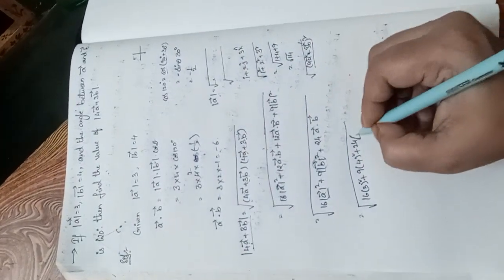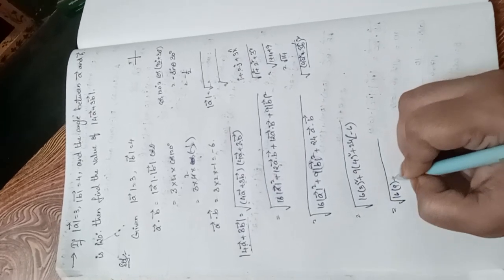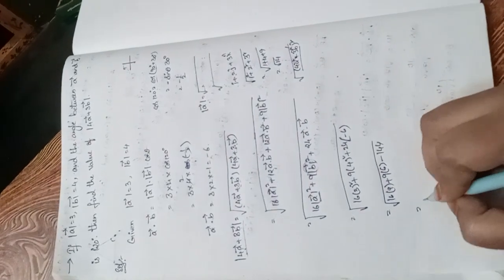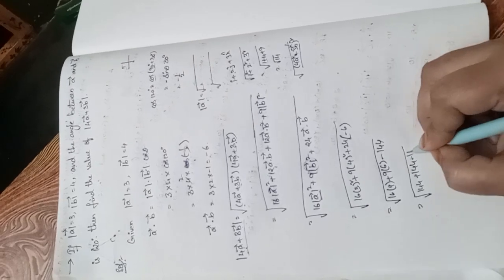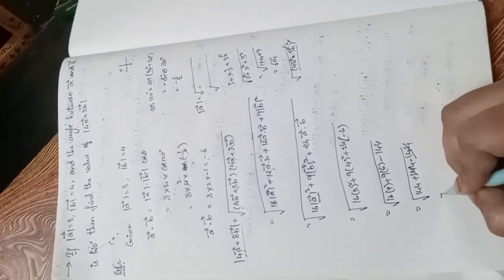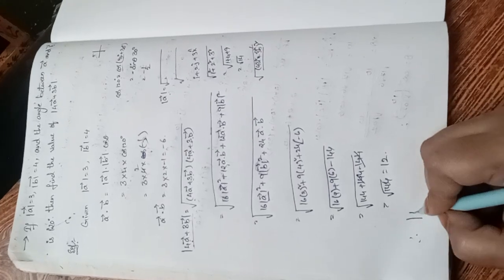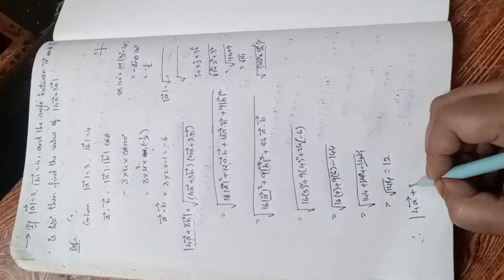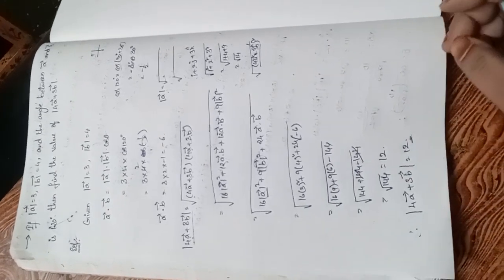What is that? Minus 6 we got, which is equal to root of 16 into 9 plus 9 into 16 minus 144, which is equal to root of 144 plus 144 minus 144. These two get cancelled, it remains 144, which is equal to 12. Therefore, the magnitude of 4 vector A plus 3 vector B is equal to 12.